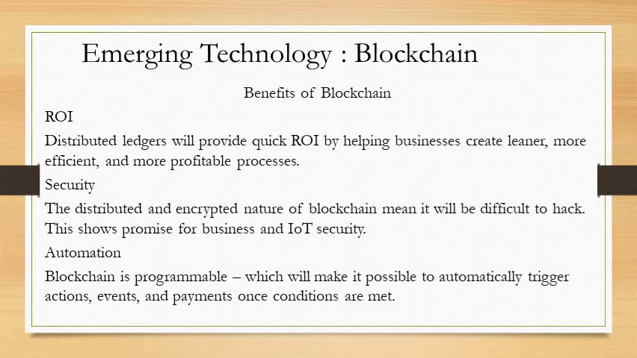Return on investment: a distributed ledger will provide quick return on investment by helping businesses create leaner, more efficient, and more profitable processes. The distributed and encrypted nature of blockchain means it will be difficult to hack, so there is always security. This shows promise for business and IoT security. And since it is based on algorithms, it's programmable, so automation is possible, which makes it possible to automatically trigger actions, events, and payments when conditions are met because of its smart contract features.